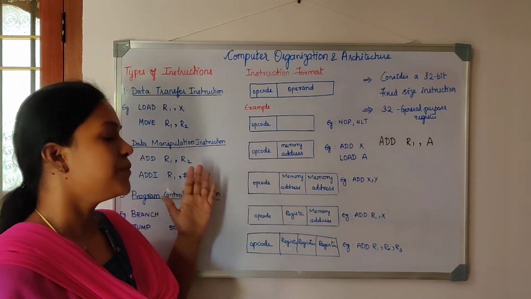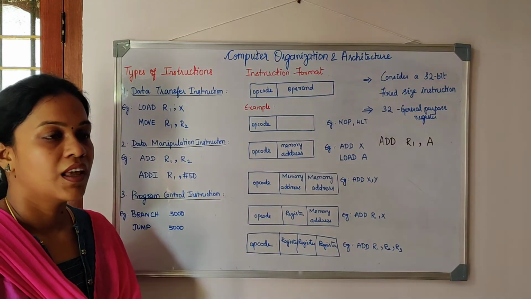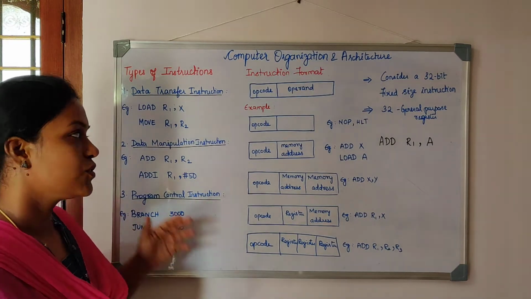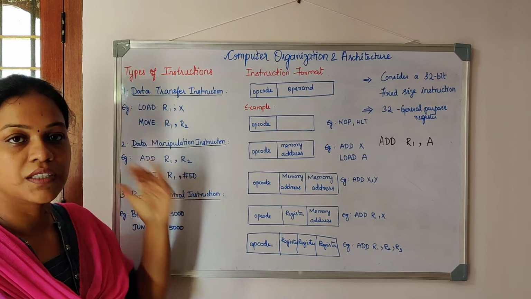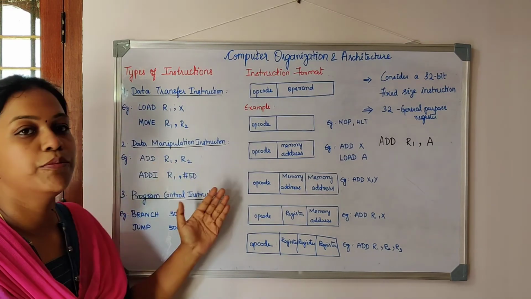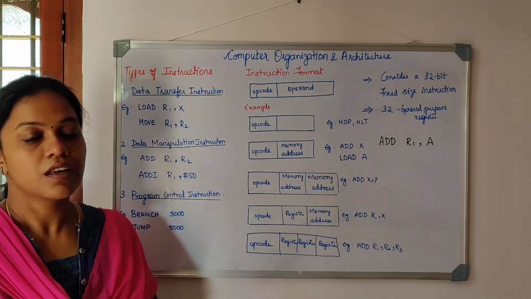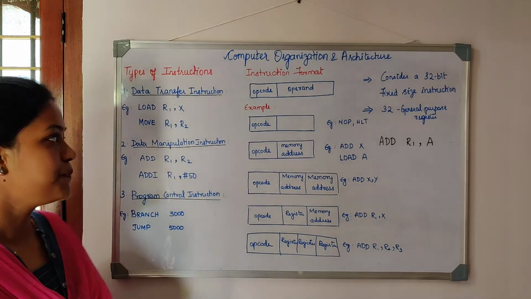So moving on to the types of instruction, there are three basic types of instructions available. The first one is data transfer instruction, the next one is data manipulation instruction, and the last one is program control instruction. We'll see one by one with an example.